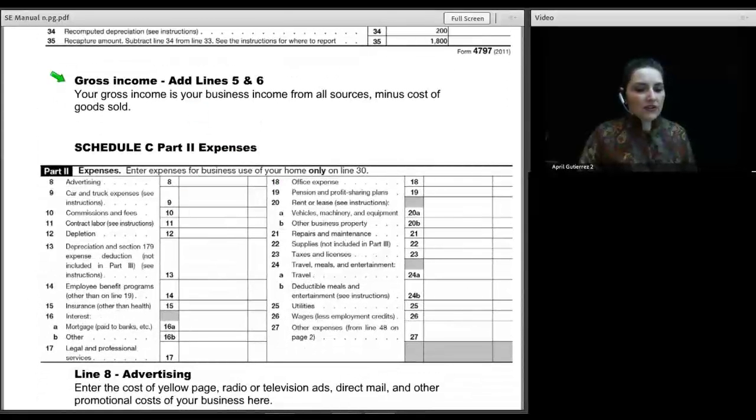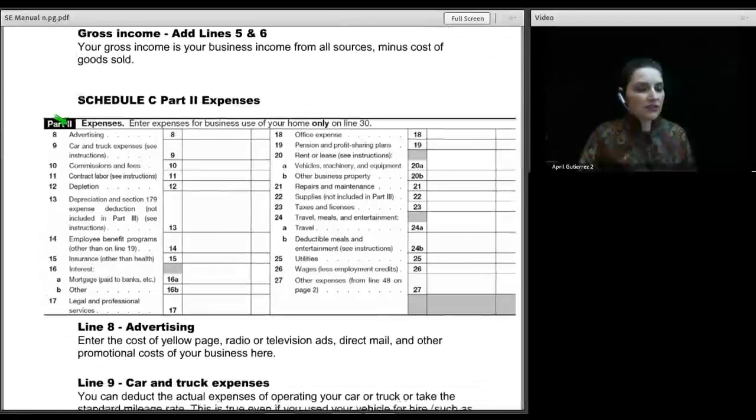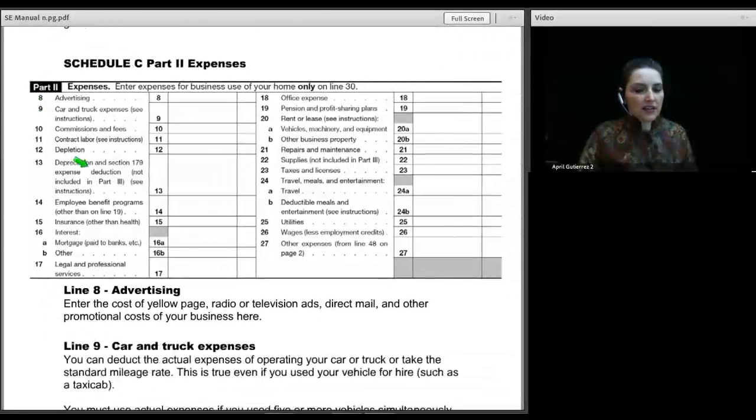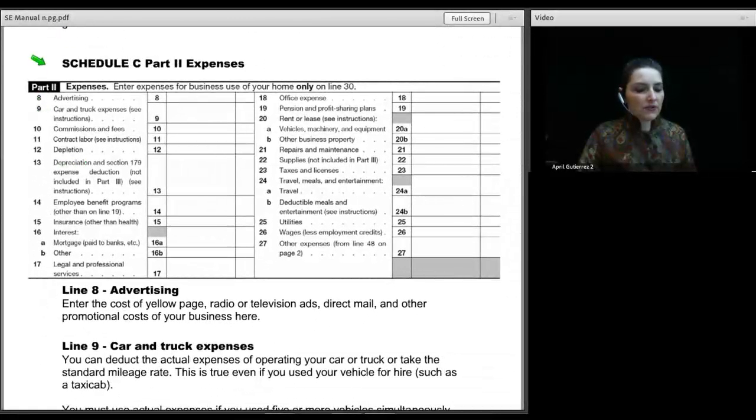Now we're going to move on to lines 5 and 6. That's where we add up our other income and our total income from the business. So we have our final gross income amount. And now it's time to start talking about expenses. And expenses are claimed in Part 2.